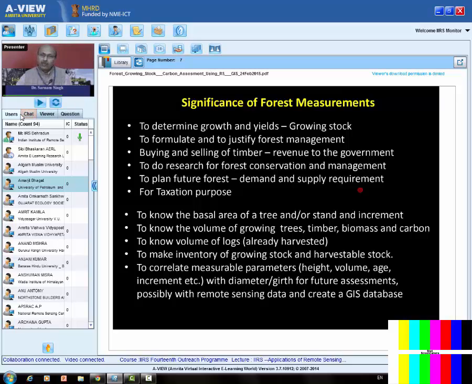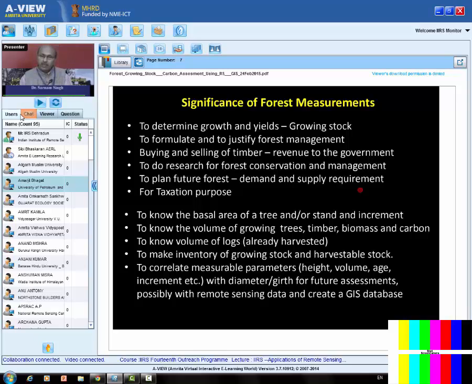Buying and selling of the timbers, revenue to the government, and to do research for the forest conservation and management, and to plan future forest and demand and supply requirement. That's very important, how much of the timber is available and how much imported or exported. And also we can use this information for taxation purposes also.